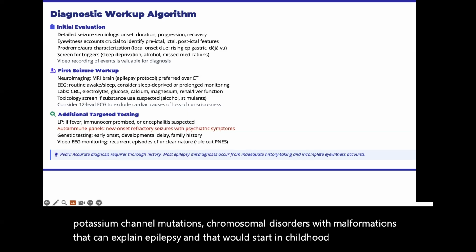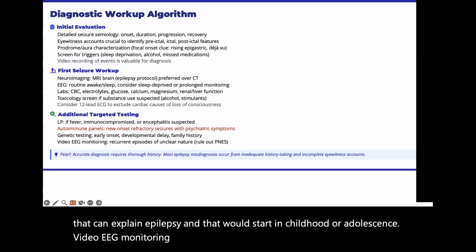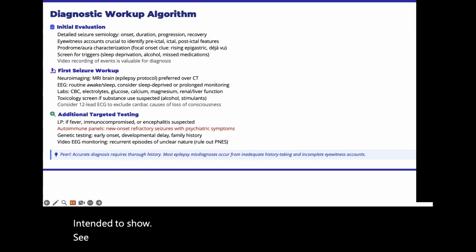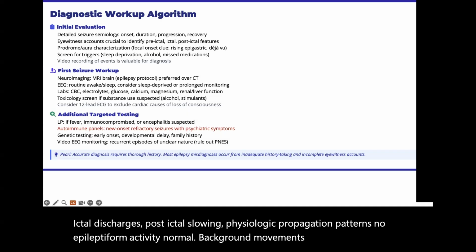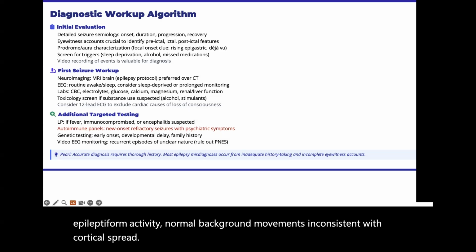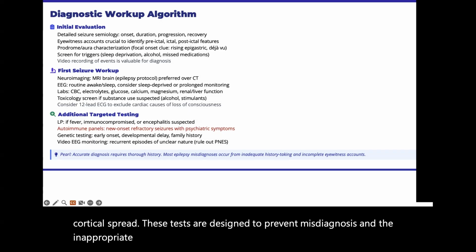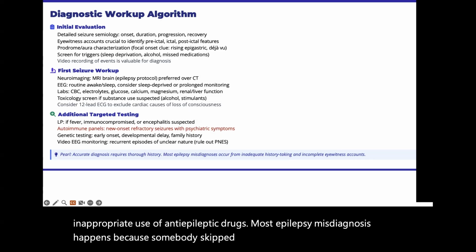Video EEG monitoring. This is intended to show essentially ictal discharges, post-ictal slowing, physiologic propagation patterns, no epileptiform activity, normal background, movements inconsistent with cortical spread. These tests are designed to prevent misdiagnosis and the inappropriate use of anti-epileptic drugs. Most epilepsy misdiagnosis happens because somebody skipped the history or failed to chase the mechanism.